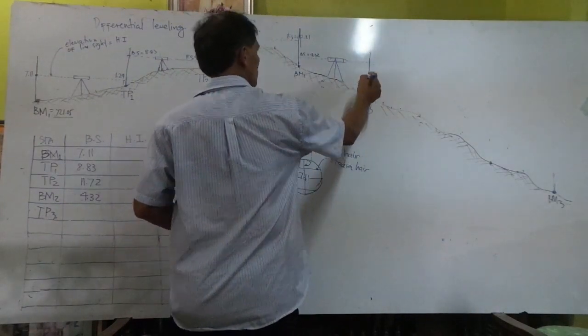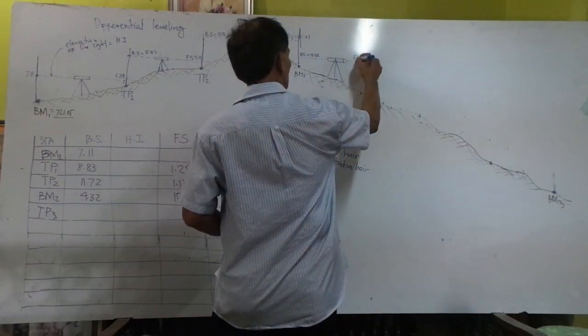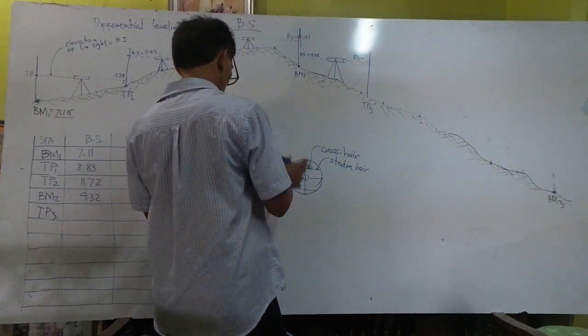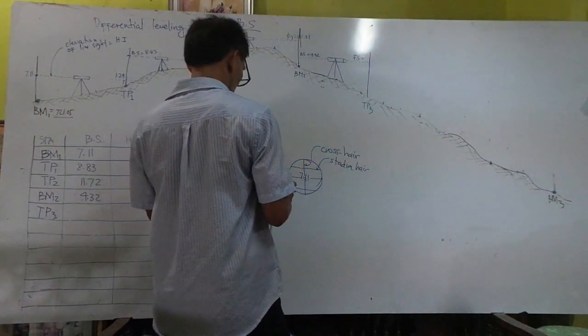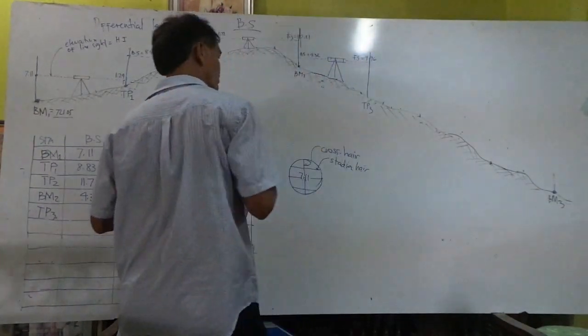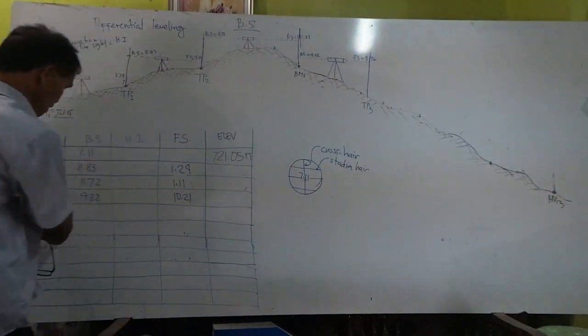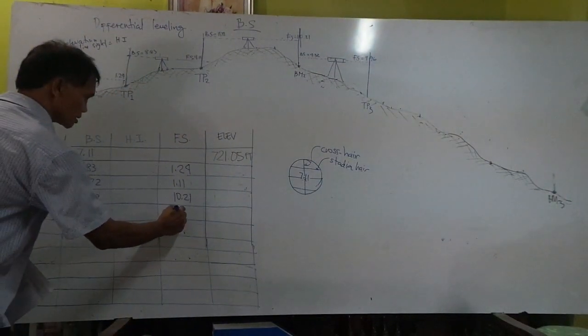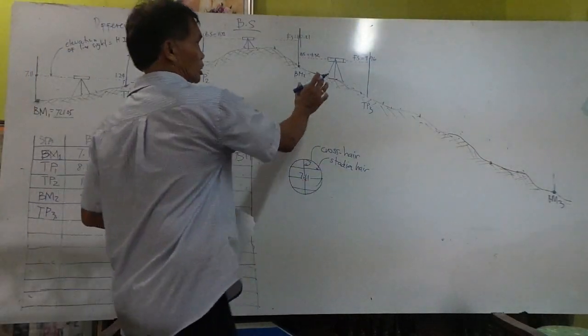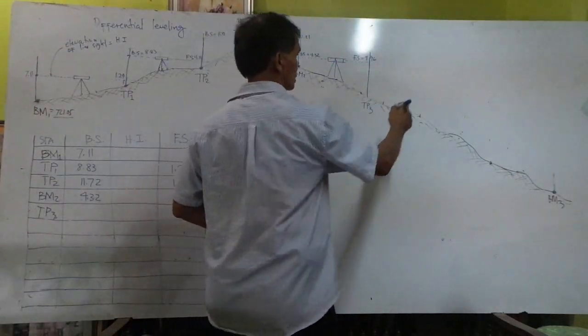So this is now your foresight again. And in our example, the foresight is 9.96. So, TP3, 9.96. Then, you transfer again the instrument. You transfer the instrument.